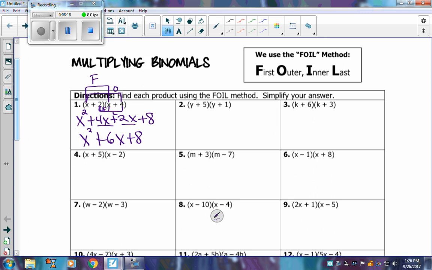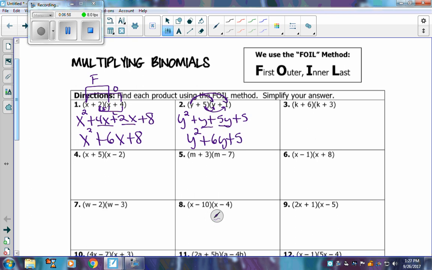Okay, FOIL method is the same as distributing. Now watch when I do it with distributing. I'm going to take this y and multiply it by each term in the second binomial. What's y times y? Y squared. Now y times 1. Y. Now we distribute the 5. 5 times y and 5 times 1. That was FOIL method. That's the same thing. First times first, outer, inner, last times last. Add these two like terms, and we're finished. That's all there is to it.